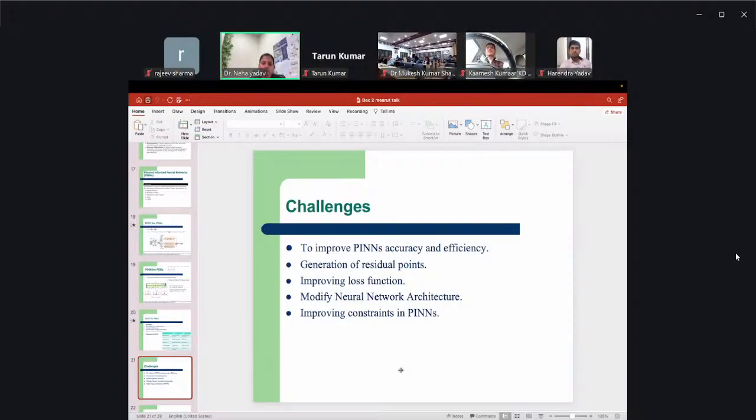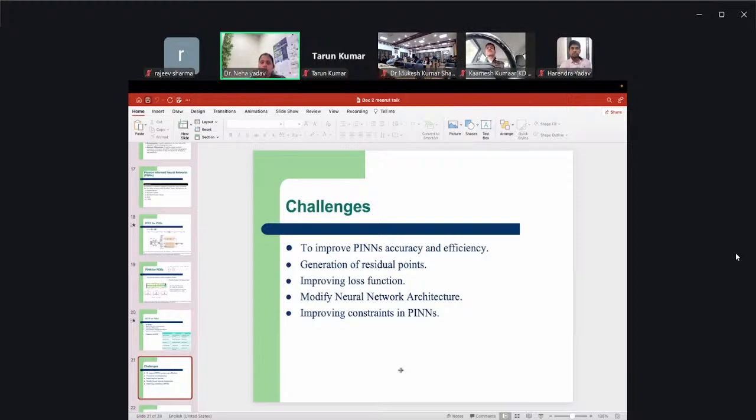The third thing observed is how to improve the loss function. If you have a little bit of an idea how the loss function is generated, it is the sum of the PDE residual plus initial condition plus boundary condition. Now when we generate this type of loss function, the weightage of all the residuals is the same, but that's not the case when we deal with different types of problems. In some problems, the weightage of the PDE residual is higher, or in some problems the weightage of the boundary conditions is higher.